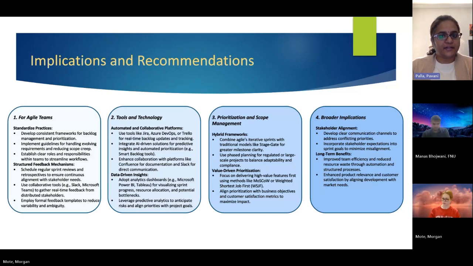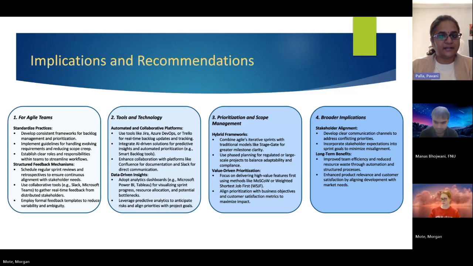So, for prioritization, we recommend adopting hybrid frameworks and value-driven approaches like MoSCoW and weighted shortest job first techniques. These hybrid frameworks combine Agile's flexibility along with traditional structured approaches, managing both immediate needs and long-term goals. The value-driven methods like MoSCoW classify tasks as must have, should have, could have, and won't have, ensuring critical needs are met without overloading resources. This disciplined approach to prioritization allows teams to adapt to changes while maintaining control over project scope and timelines.